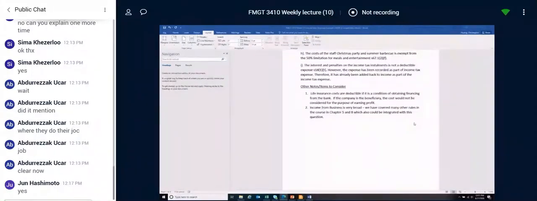67.5 bracket 1 talks about non-deductibility of illegal payments. So where you have an illegal payment, for example, a bribe, that is not deductible under 67.5 bracket 1.